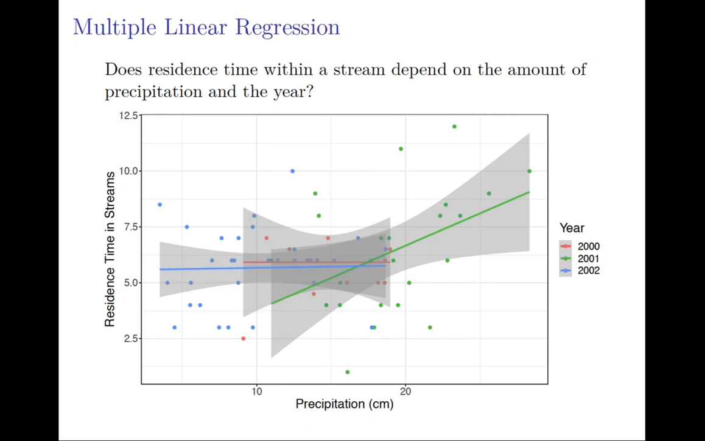And you can see 2 years look very similar and 1 year looks like it might be different, 2001. However, the confidence intervals of those lines are very big, so it's pretty hard to tell just from looking at the data if we're going to find a significant effect of year. So we'll have to test.